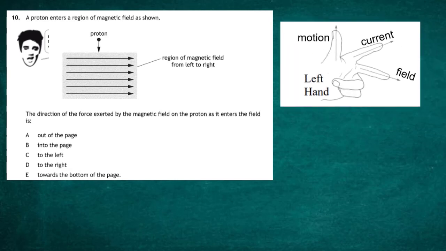First finger is the direction of the field. The second finger is the direction of the current. That's where the movement of the charged particle is going. And your thumb indicates the direction of the force which will be applied to that.